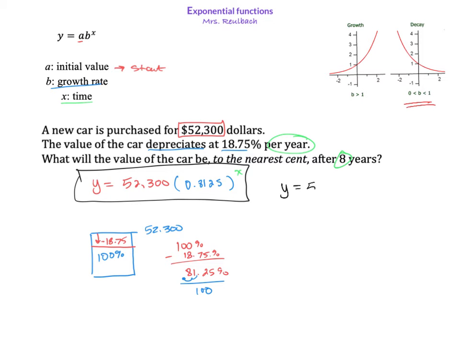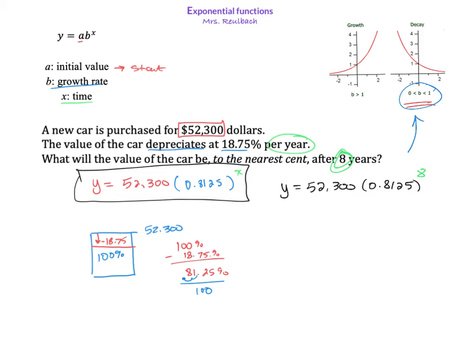y equals 52,300 times 0.8125. And again, how many years? 8 years. Go here. Now notice that your growth rate is a number that is less than one but greater than zero. So that it does indeed indicate that we're going to have decay.